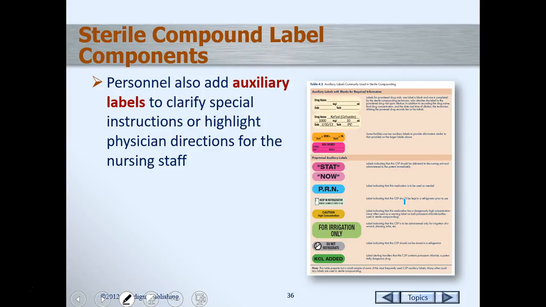Other things that might be noted with your label are auxiliary labels, and that helps clarify any special instructions. So if the order is stat, we want that to be brought to the nurse's attention, so we put a stat sticker on it. Oftentimes we compound irrigation solutions in the pharmacy, but they look like a regular IV. So in that case, we would want to make sure that we use the auxiliary label that lets them know it's for irrigation only. Some hospitals have protocols to note when there's potassium added into an IV bag because that could have some serious implications.